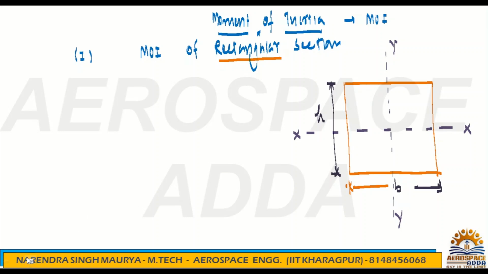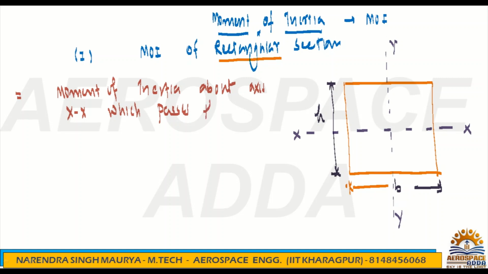Now, we can say the moment of inertia about axis xx, which passes through the centroid, because this is the area section we have taken. I had explained that if you take an area section and assume the area concentrated at one point, that concentrated point is assumed as the centroid. So this is nothing but the centroid basically.